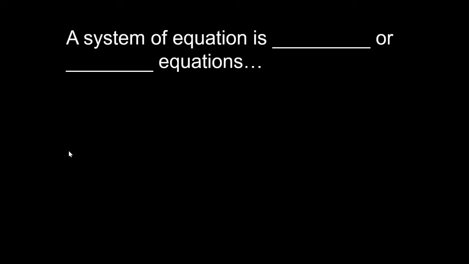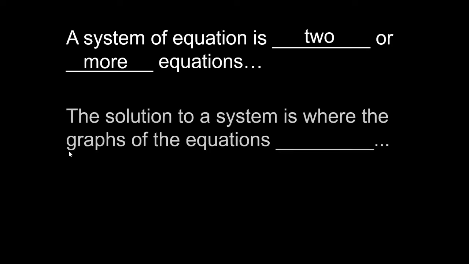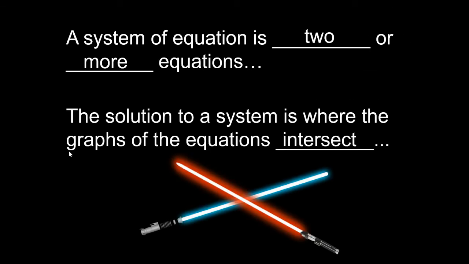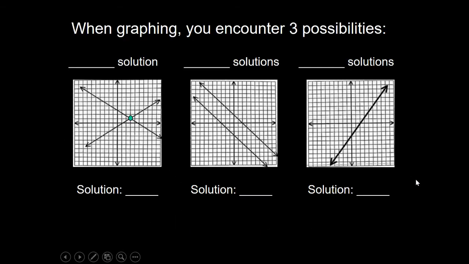All right, so now, a system of equations, we have to know what that is first. A system of equations is two or more equations. In Algebra 1, we only deal with two equations at a time. When you get to Algebra 2, you'll start dealing with three or more. The solution to the system is where the graphs of the equations intersect. If you look at these two lightsabers up here, imagine those are linear equations. They're going to intersect right there at that point. That would be the solution to that system.